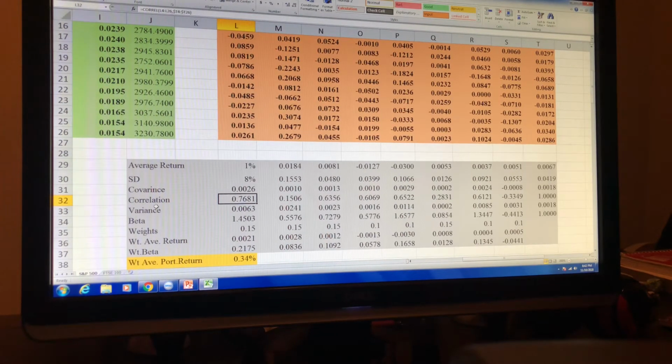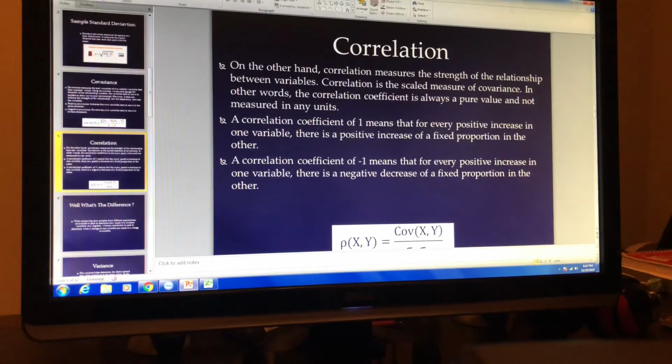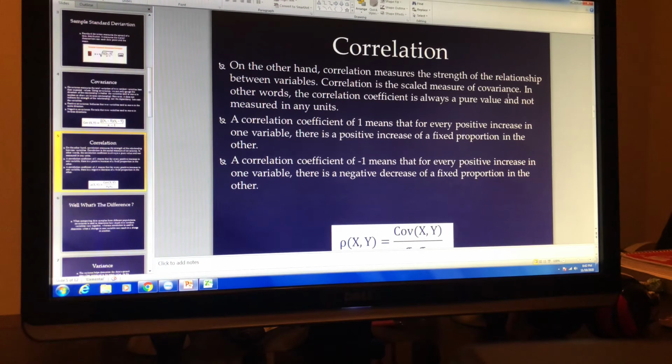The covariance, or we're going to move on to the correlation, and then we're going to compare the two to get a better grasp of both of them because they are very similar in a way. On the other hand, the correlation measures the strength of the relationship between values. Correlation is a scaled measure of the covariance. In other words, the correlation coefficient is always a pure value and not measured in any units.